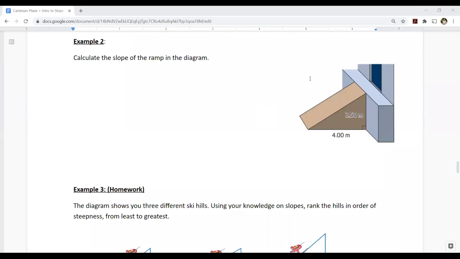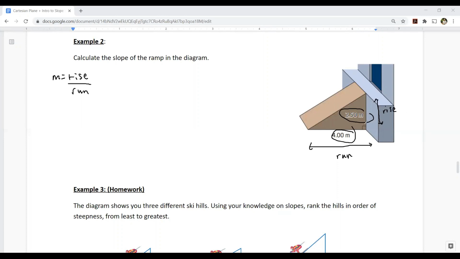Example 2 says, calculate the slope of the ramp in the diagram. So it's very similar. We're looking for the same thing, and we will be using the same equation. So again, I'm going to write m equals rise over run. In this question, though, we do have a diagram. So they gave us the 4 meters, which represents our run, our horizontal distance. And they also gave us the 2.5 meters, which represents our rise.